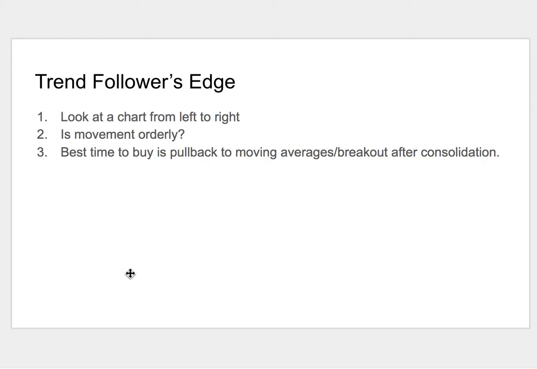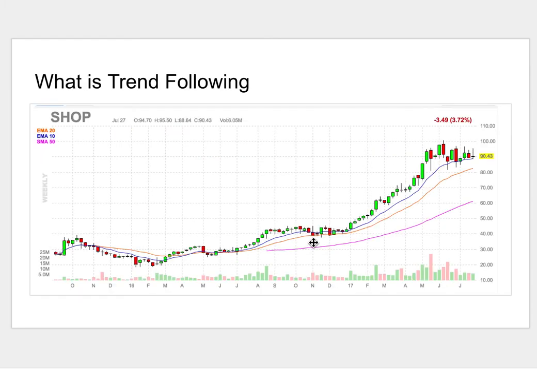The best time to really buy is either to buy the pullback to the moving averages or to buy the breakout after consolidation. Here's what I mean. Once you've established the fact that this stock has gone up and it came back, you can try to buy it against the moving averages somewhere around $30 and put a risk down here.